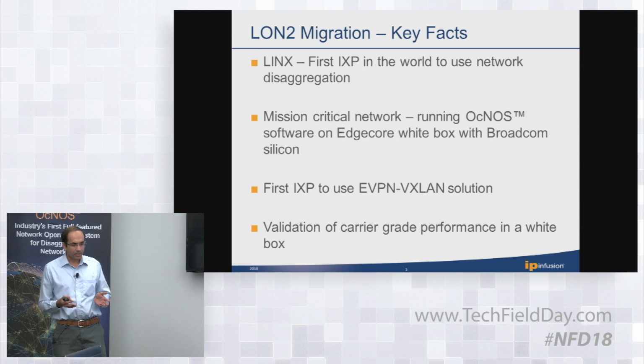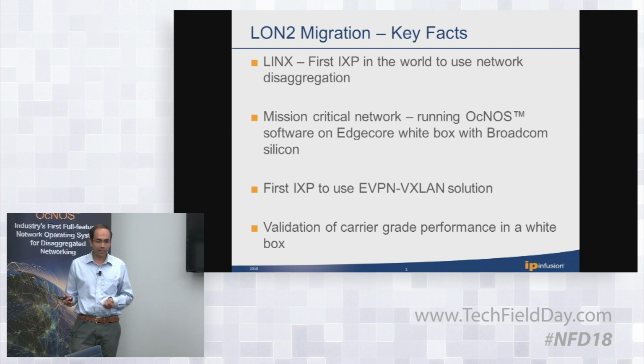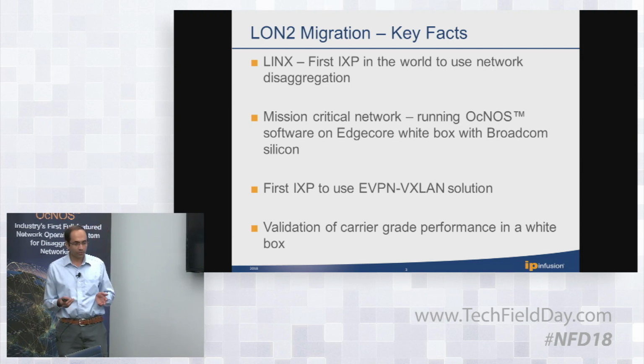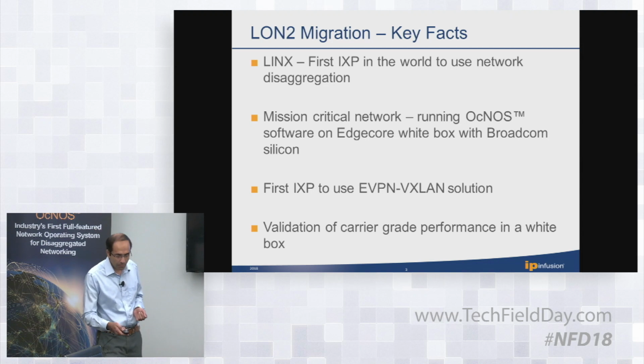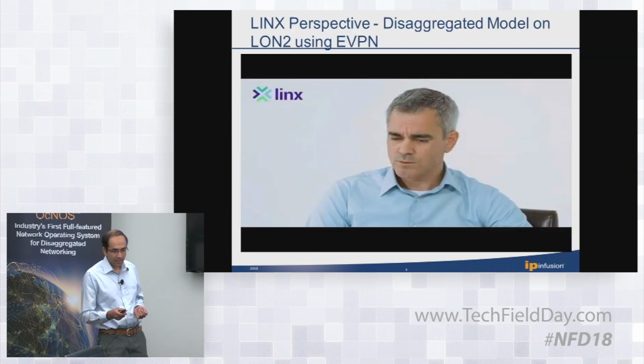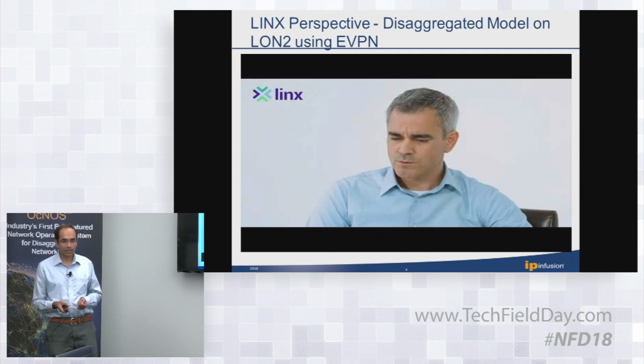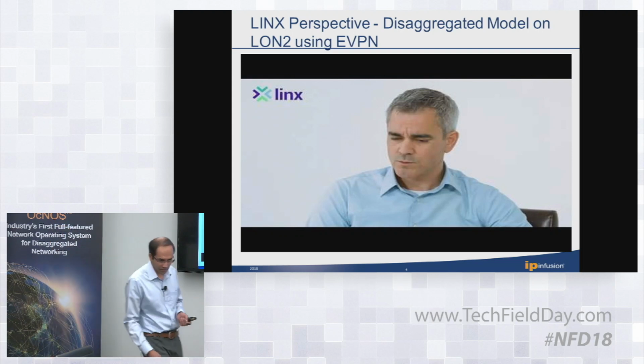And LINX is one of the first IXPs to adopt this new technology, EVPN VXLAN. This technology has been available previously on other devices, but at this scale and at this level of integration, they are the first IXP to use this. And finally, it's again a validation for our carrier grade performance. So with this, I would like to play this video from LINX. We would like to hear their perspective on what they think about this process. It's a short video. After this, we would continue with the rest of the details.